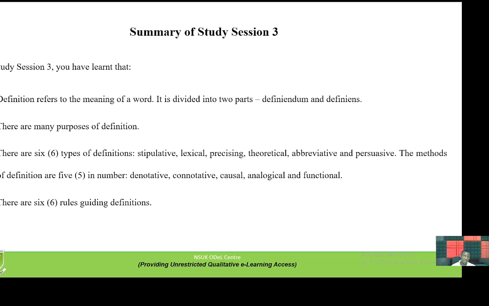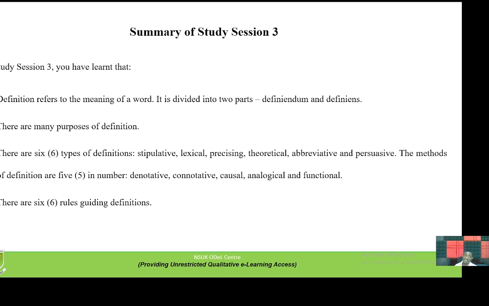But we have discovered in this study session that definition refers to the meaning of a word. It is divided into two parts, definiendum and definiens. And we know that the definiendum is the word that is being defined, and the definiens is the explanation of the meaning of the word being defined.